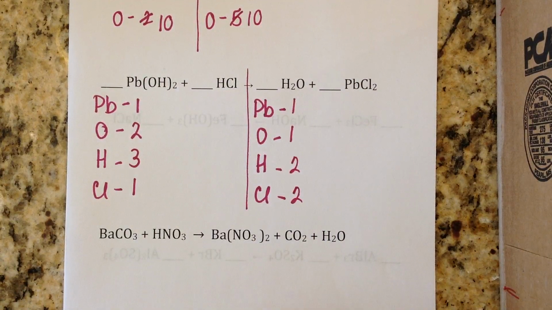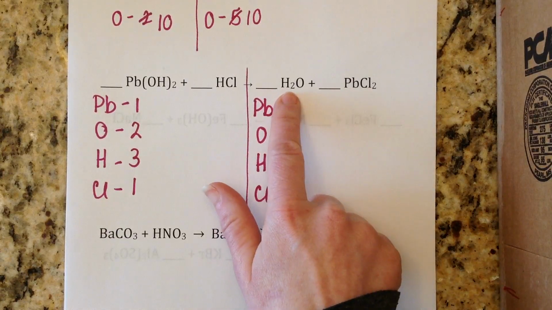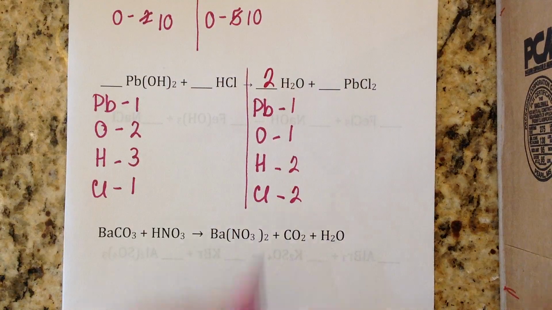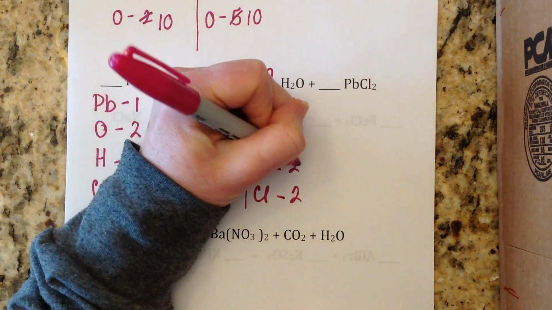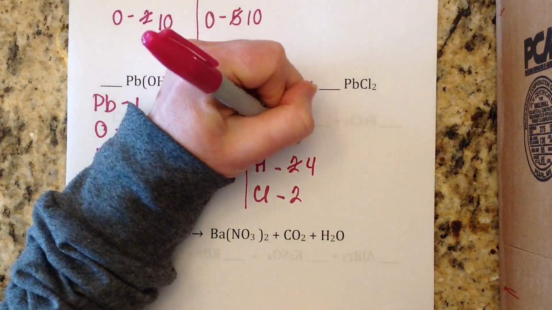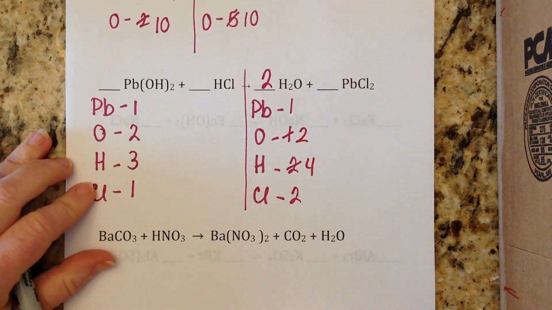I'm going to do oxygens first because oxygen's only in one spot here. I know it's going to have to be a 2. So I'm going to put a 2 here. 2 times 2 is 4 hydrogens. And 2 times 1 is 2 oxygens. So I fixed the hydrogens.